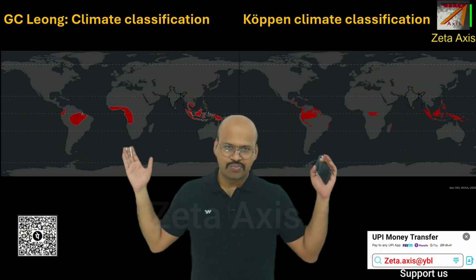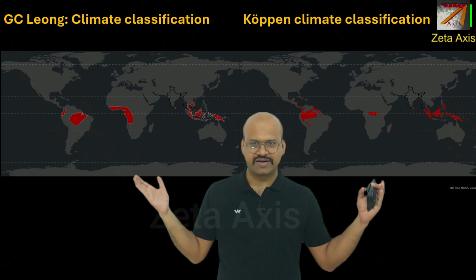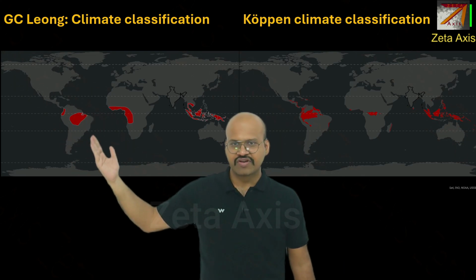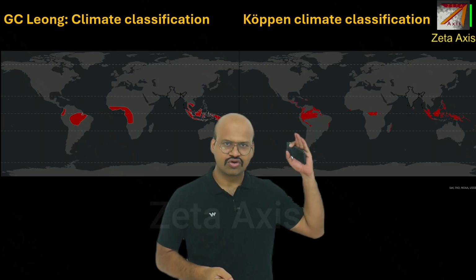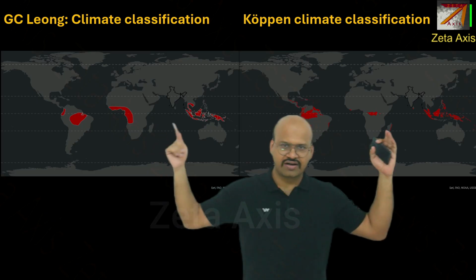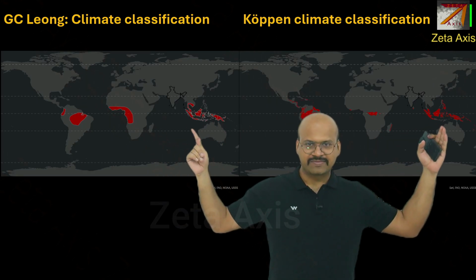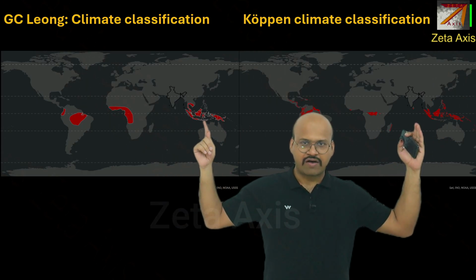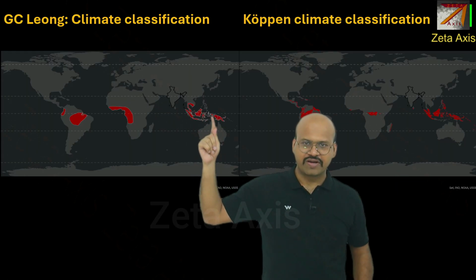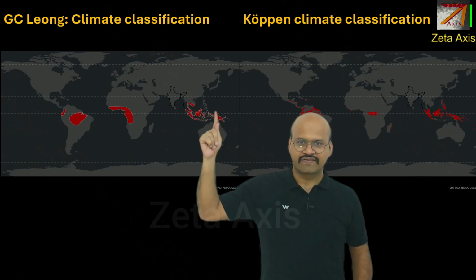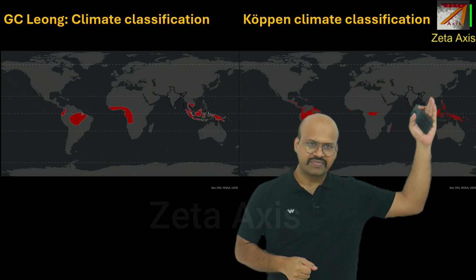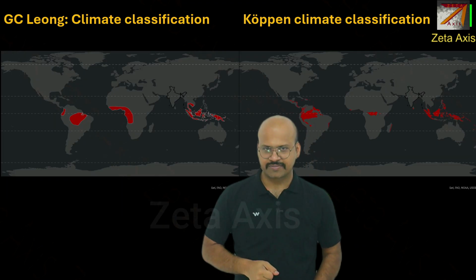Here we can see both of the regions in side-by-side maps. Here in South America, this is G.C. Leong's classification of the equatorial system, and this is the Köppen climate classification. So we can see the difference in regions in Africa. The East Indies Islands are almost similar. However, the main difference is the Philippines Islands: here in G.C. Leong we have the Philippines where there is no equatorial climate, and here in Köppen we can see in the Philippines there are some regions of equatorial climate.